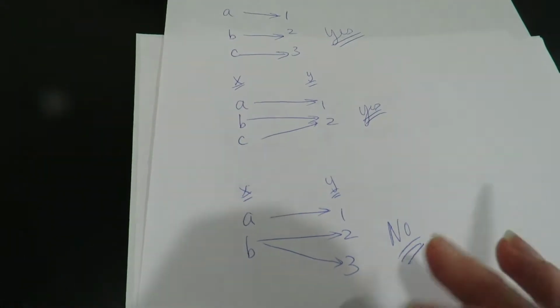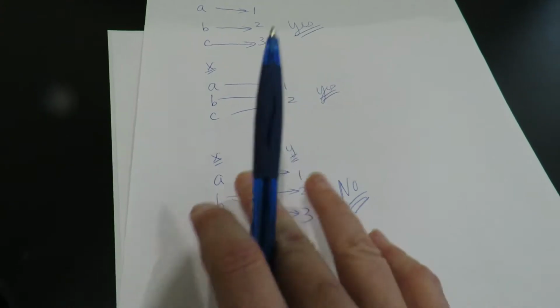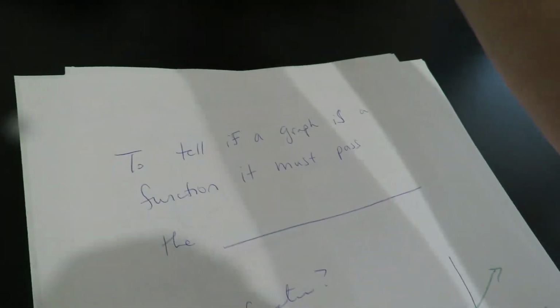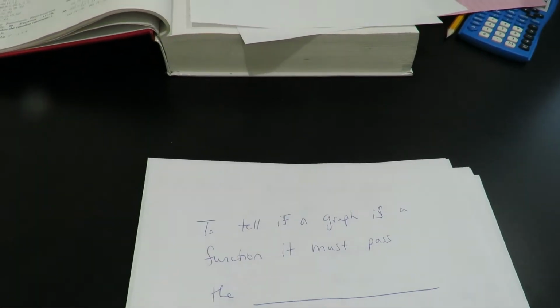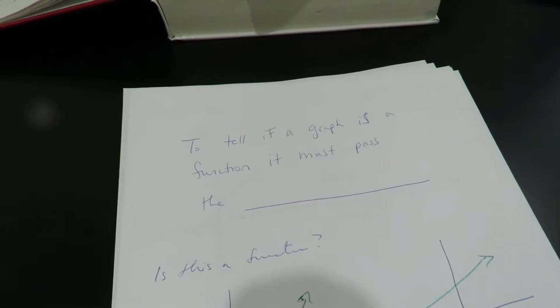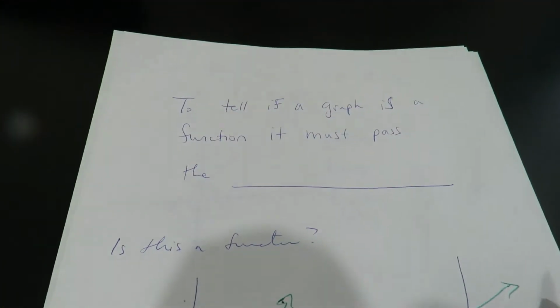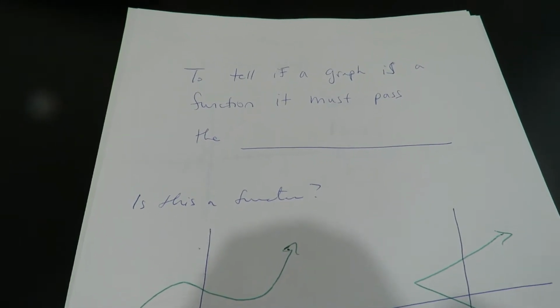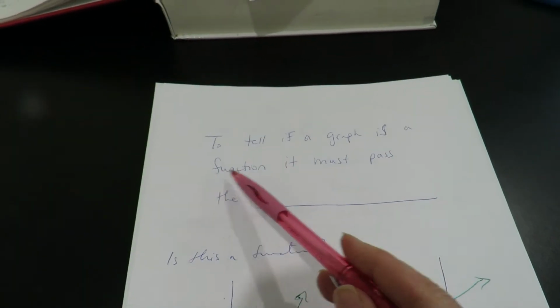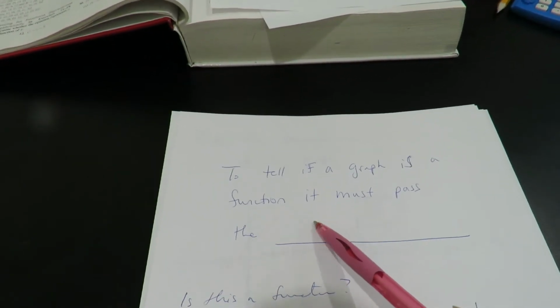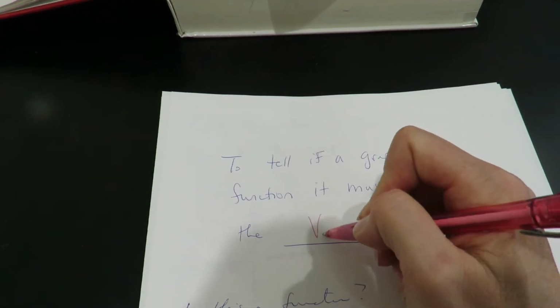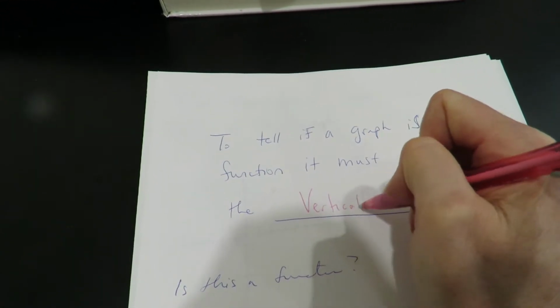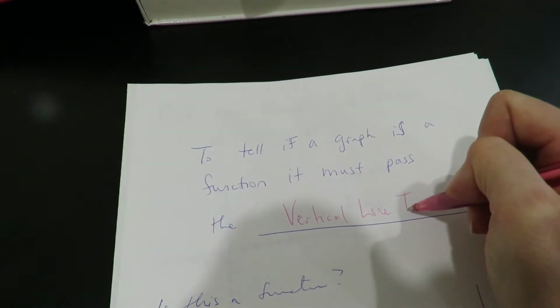So we just looked at whether a schematic is a function or not. Let's also look at whether a graph is a function or not. And what technique do you use to tell if a graph is a function or not? Do you know the tests that you would use? To tell if a graph is a function, it must pass the what?